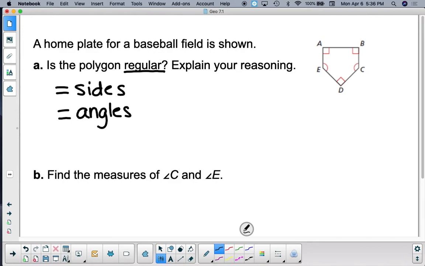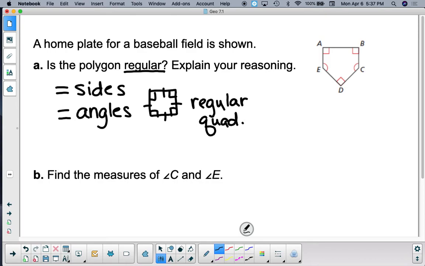Okay, so for example, a square is a regular quadrilateral because all four sides are equal and all four angles are 90 degrees. Okay, so a square is a regular quadrilateral.